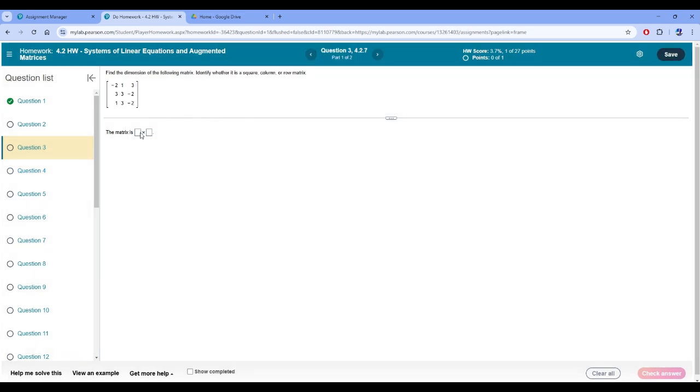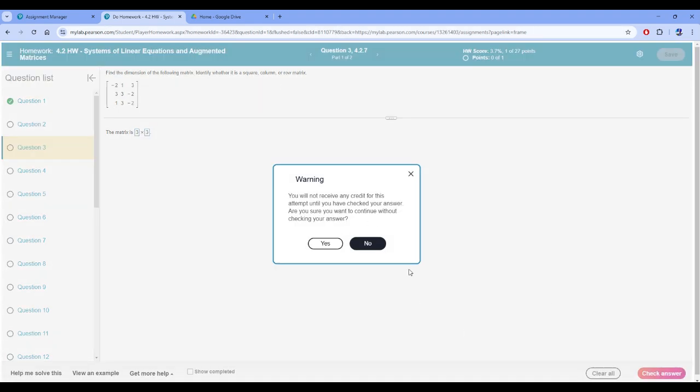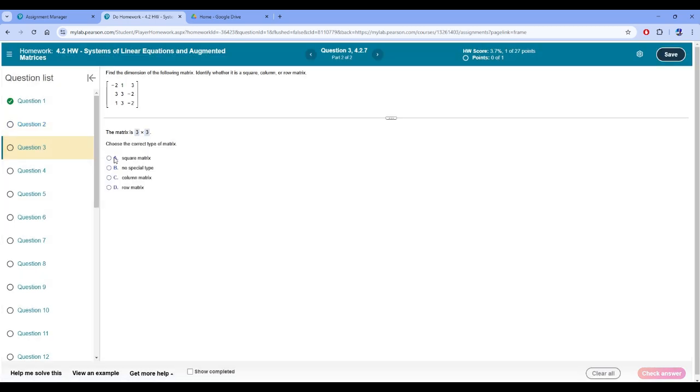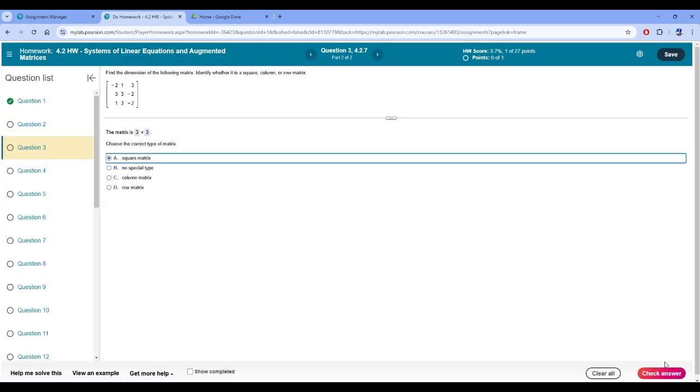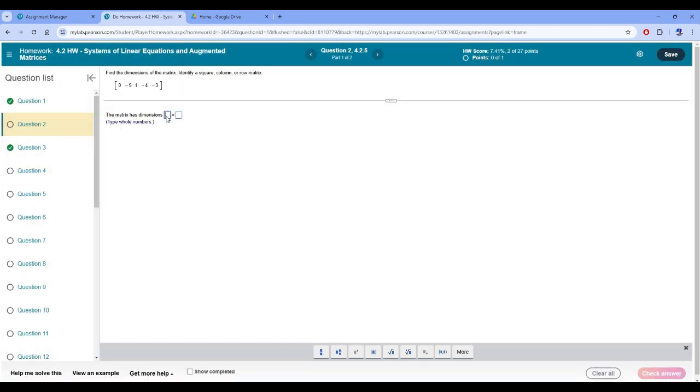Hold on. Yeah, this one's 3 by 3. I'm just going to make sure I get all these. Let me go to the previous question. That one. Oh, submit. Check answer. Cool. Oh, this is a square matrix because it's a square. Going to the previous one, this is a 1 by 5: 1 row, 5 columns.